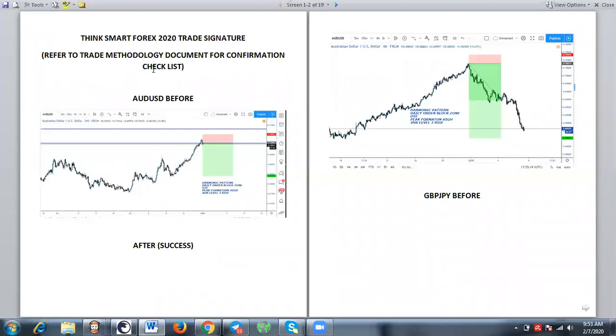Now, we say refer to trade methodology document for confirmation checklist. There are certain things we want to see in a trade before taking the trade, and we have that available in our library. If you go to our library, Think Smart FX on Telegram, you're going to see the trade methodology. One of the first things we check for, I want to trade harmonic patterns. I love harmonic patterns. So the first thing I do is check for a harmonic pattern.